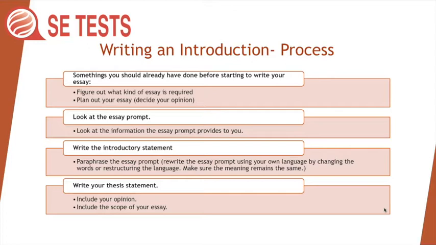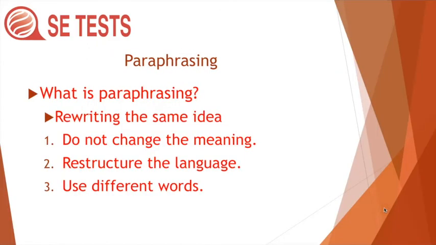Next, you will need to write your thesis statement. Your thesis statement should include your opinion and include the scope of your essay. We'll look at that, but first, let's look at paraphrasing. This is what we do first when we start writing our introduction. What is paraphrasing? This is rewriting the same idea, so you do not change the meaning, you restructure the language, and you use different words.